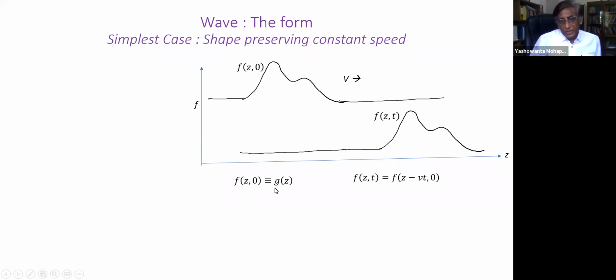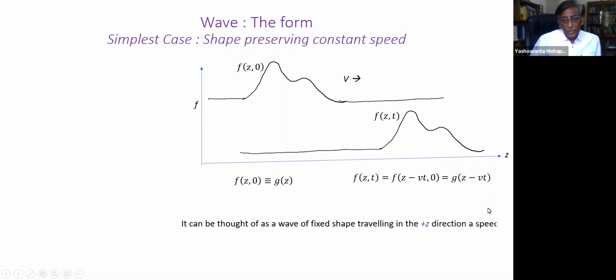Now, let me say that this shape I can describe as g of z. Z is the direction. So I can write down this f(z,t) as g(z minus vt). Now it can be thought of as a wave of fixed shape traveling in the plus z direction, what I've shown you, traveling in this plus z direction with a speed v. Now, so this combination is very special, z minus vt for wave motion. I want to re-emphasize that.